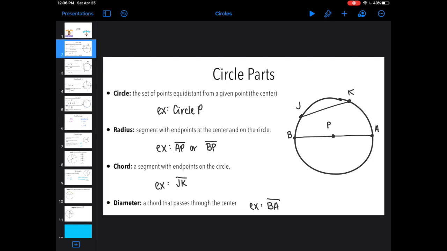Radius, we've looked at this definition before. A radius is going to be a segment with endpoints at the center and on the circle. So our examples here would be segment AP and BP.